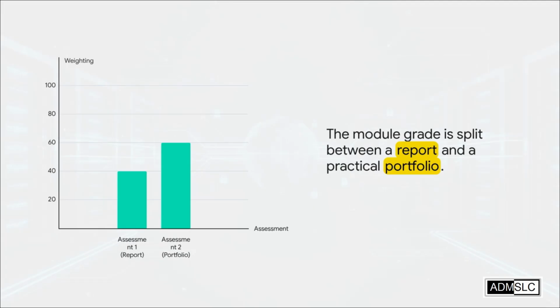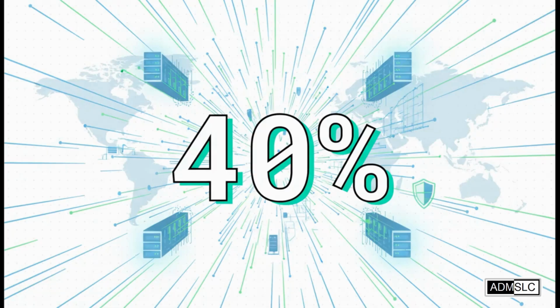So let's be super clear about how this module works. It's split into two big pieces. Assessment 2, worth 60%, is the practical, hands-on portfolio where you actually get to build things. But before you can even get to that, you have to nail Assessment 1, the design report, which is all about the stuff we've just been talking about. And don't sleep on this report. At 40% of your total grade, this is a huge deal.